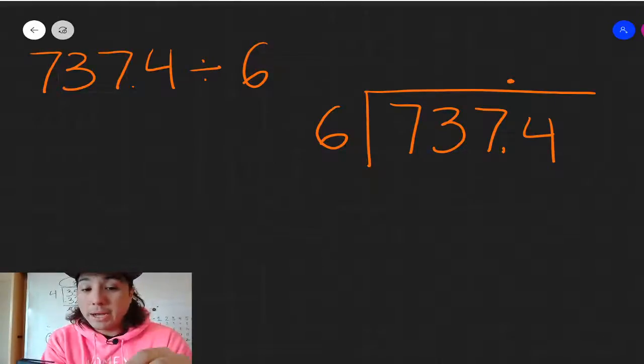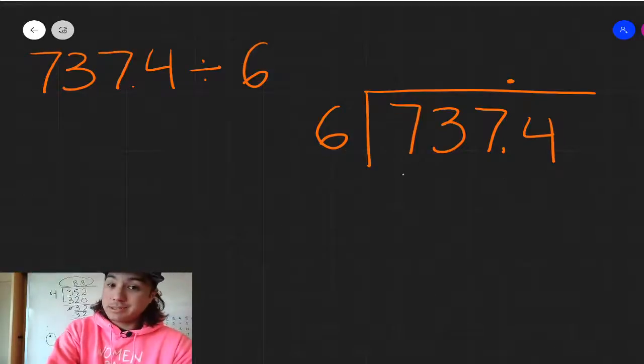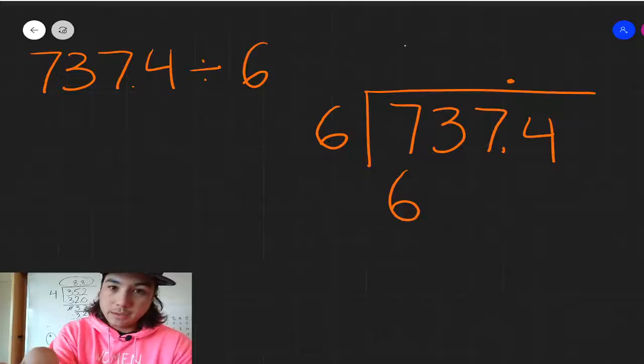7 divided by 6. How close can we get without going over, right? We can do 6 divided by 6. And 6 divided by 6 equals 1. 100 in each group.